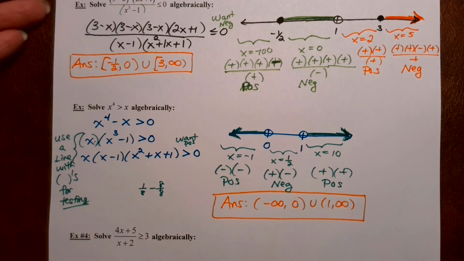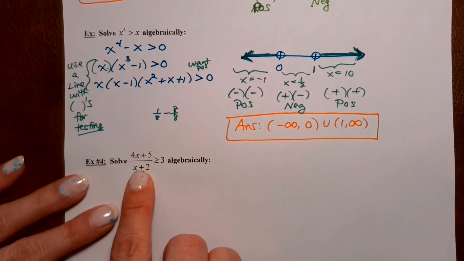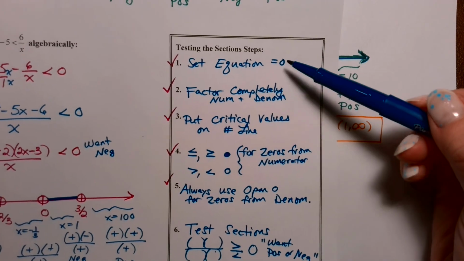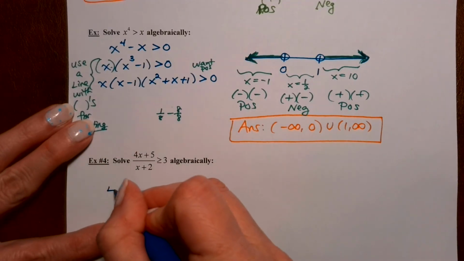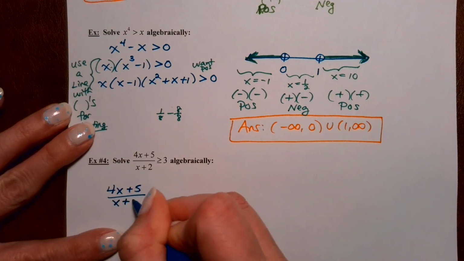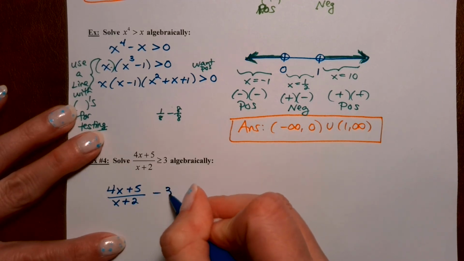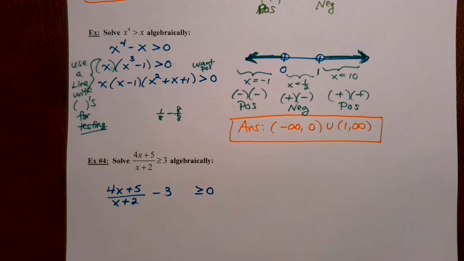Okay, last one. Oh, we've got another rational function, but we don't have a 0. Okay, so I keep looking back at these steps. They're kind of off the screen. Okay, but this is what we're going through. Set it equal to 0, factor. Okay, let's do that. 4x plus 5 over x plus 2. So that's a fraction. We're going to subtract 3, and that's greater than or equal to 0.